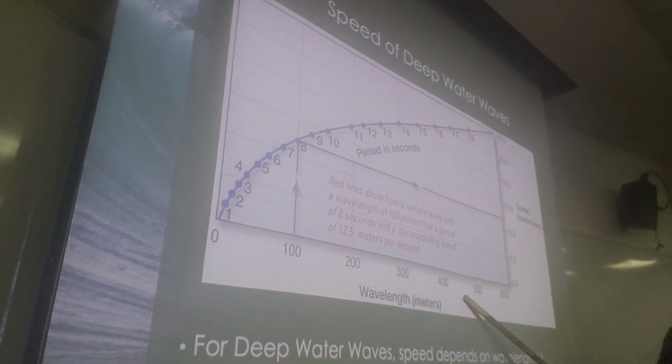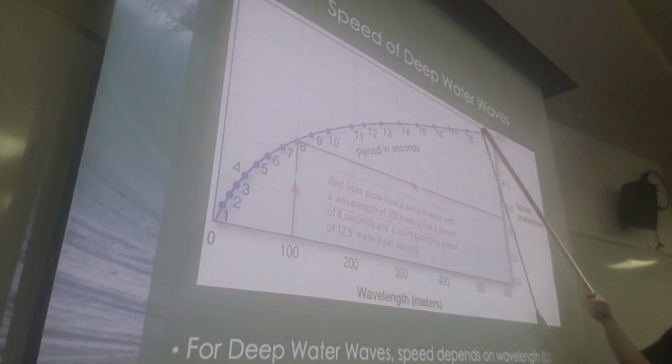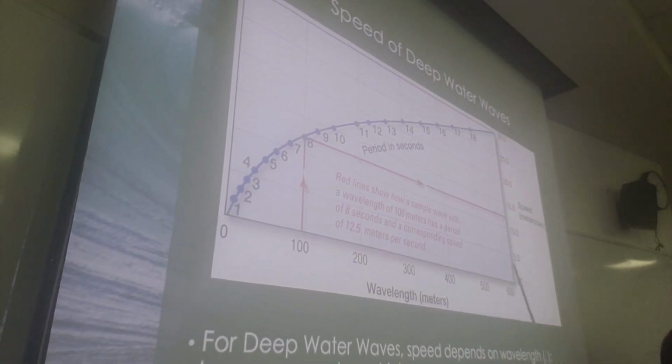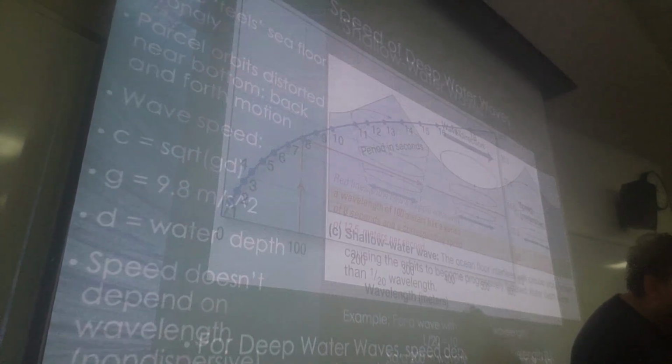And deep water waves have this very interesting property that the speed of the wave here, the speed's on the y-axis, wavelength is on the x-axis. The speed depends on the wavelength, and it gets faster as the wavelength gets longer. So longer waves travel faster, and that's a property of deep water waves.